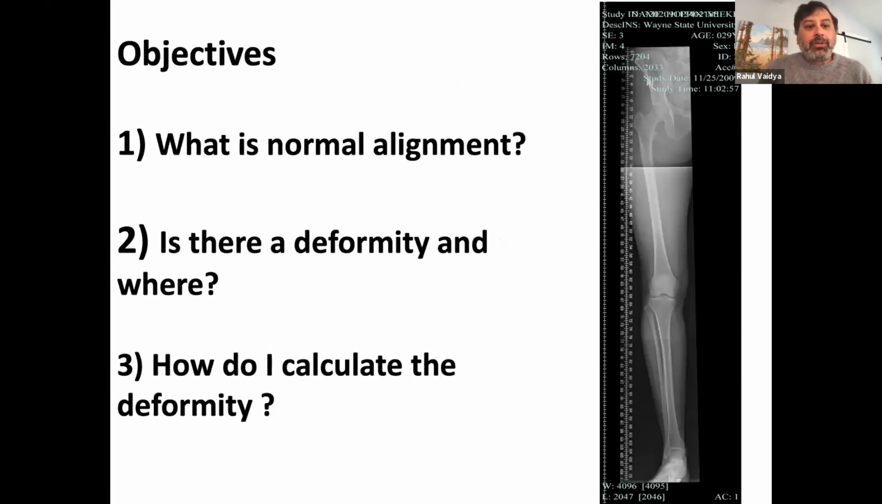So the objectives of the talk are: what is normal alignment? Is there a deformity and where? And how do I calculate the deformity? And then we're going to do a few examples online and through the Bone Setter app.